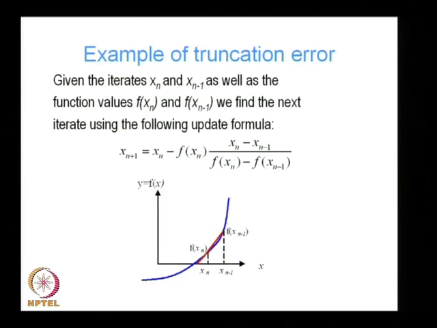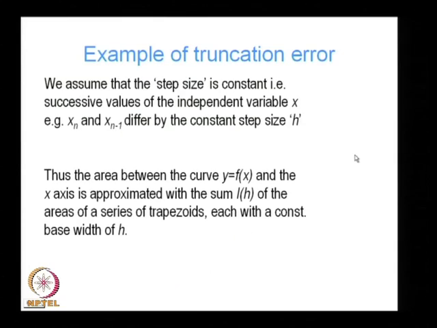xn plus 1 equal to xn minus f of xn times xn minus xn minus 1 divided by f of xn minus f of xn minus 1. Graphically, this means that this nonlinear curve in blue is approximated by straight lines joining points on the curve, which represent each iterate and its function value. We further assume that in our iteration procedure using the secant algorithm, the step size we use is constant.